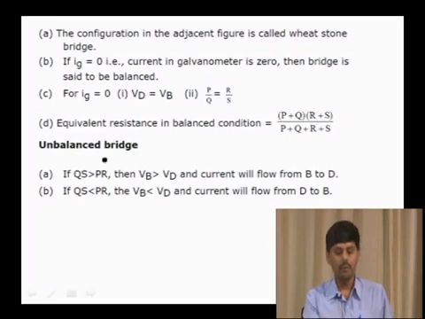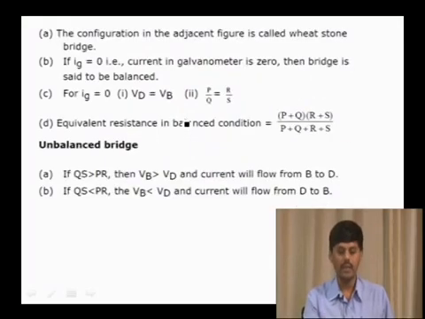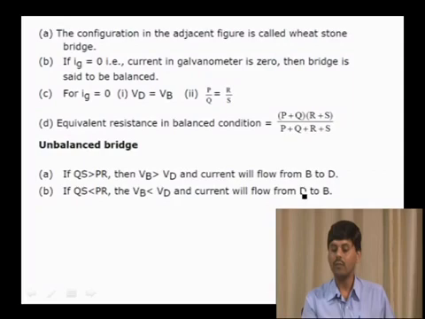Suppose the bridge is not balanced. See, this is the value of Q, this is the value of S. If you multiply these two, one thing, and multiply these two, the second thing, you observe this. If QS is greater than PR, then Vb is greater than Vd, and the current will flow from B to D. The second one is, if QS is less than PR, then Vb is less than Vd, and the current flows from D to B. It is very important.